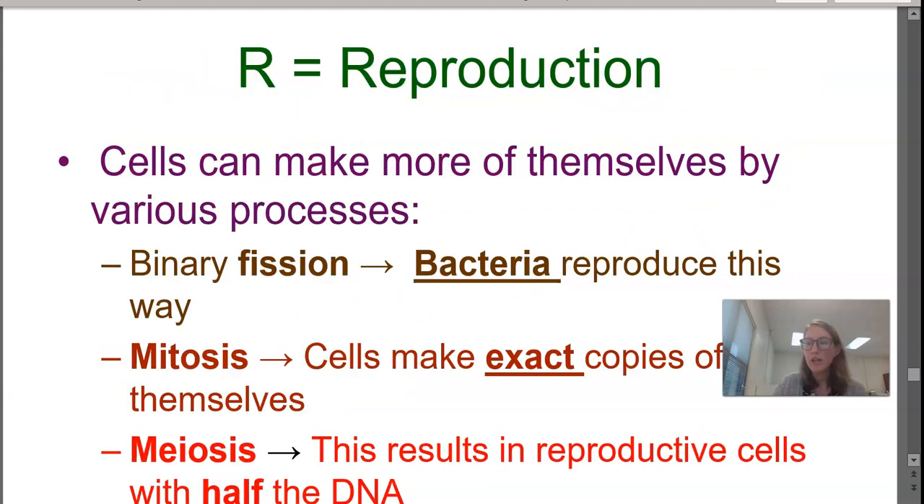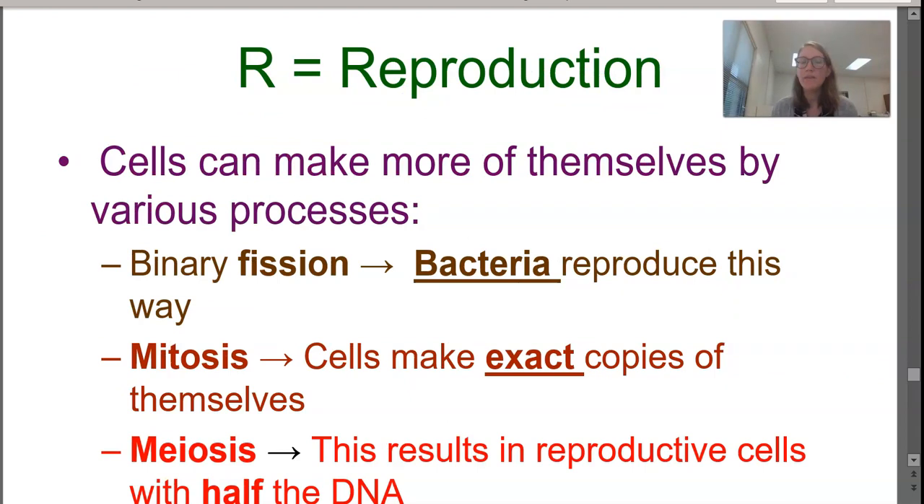All right, reproduction. In order for something to be considered living, it has to reproduce. So there's 3 ways you can do that. The first is binary fission, and bacteria do this. Easy way to remember that is B for bacteria, B for binary fission. They reproduce this way. Bacteria are considered living things. They're usually just one cell, but they can reproduce. They use all of those characteristics, and they're considered living.